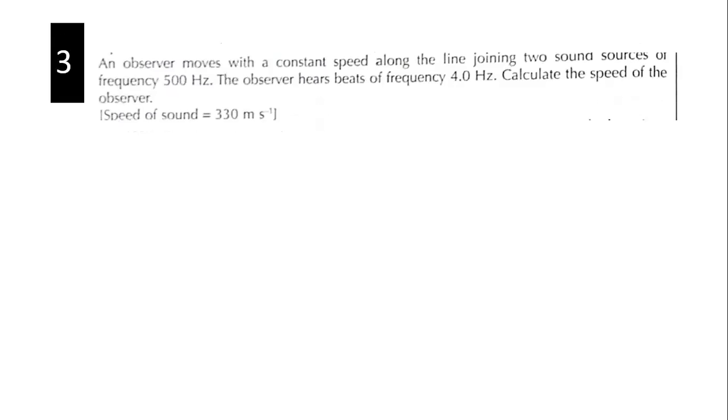Okay, try number 3. The observer moves with a constant speed along the line joining the two sound sources of frequency 500 Hz. The observer hears beats of 4 Hz. Calculate the speed of the observer. Okay, try that.